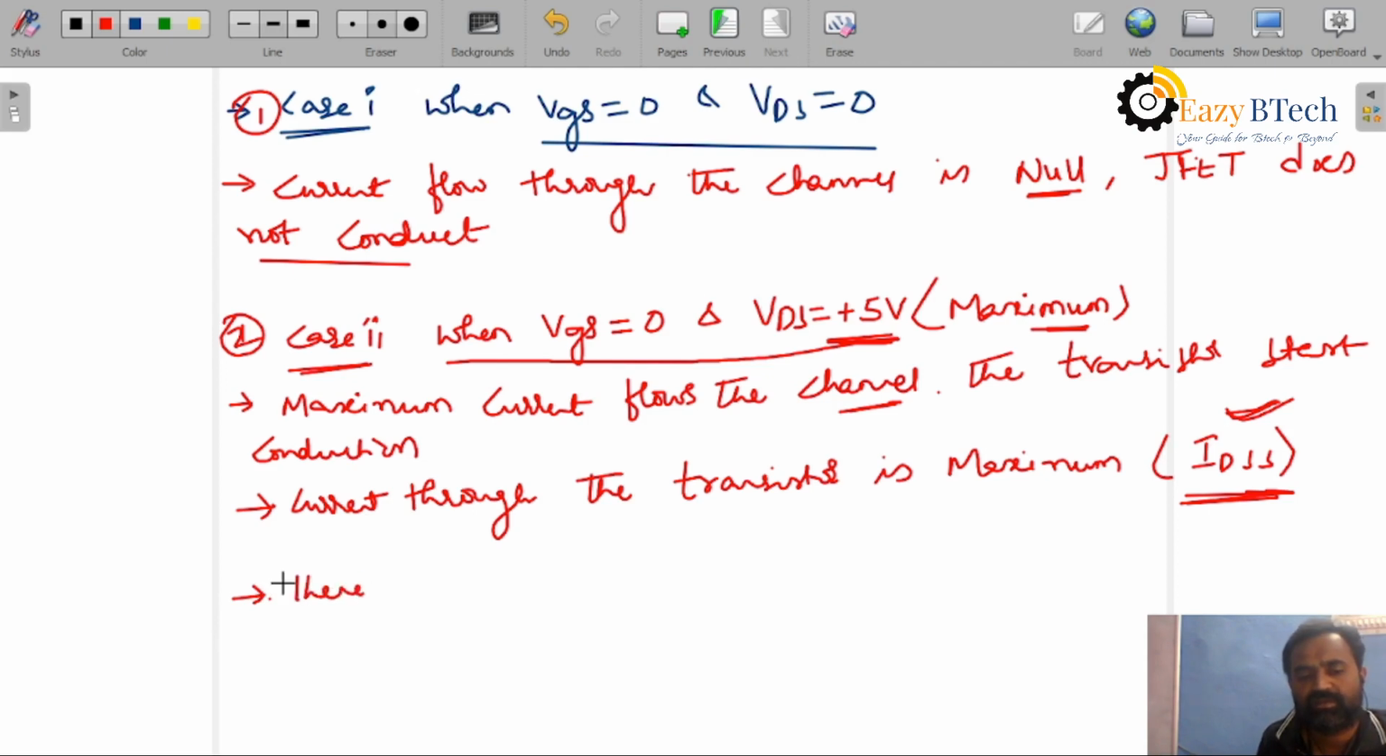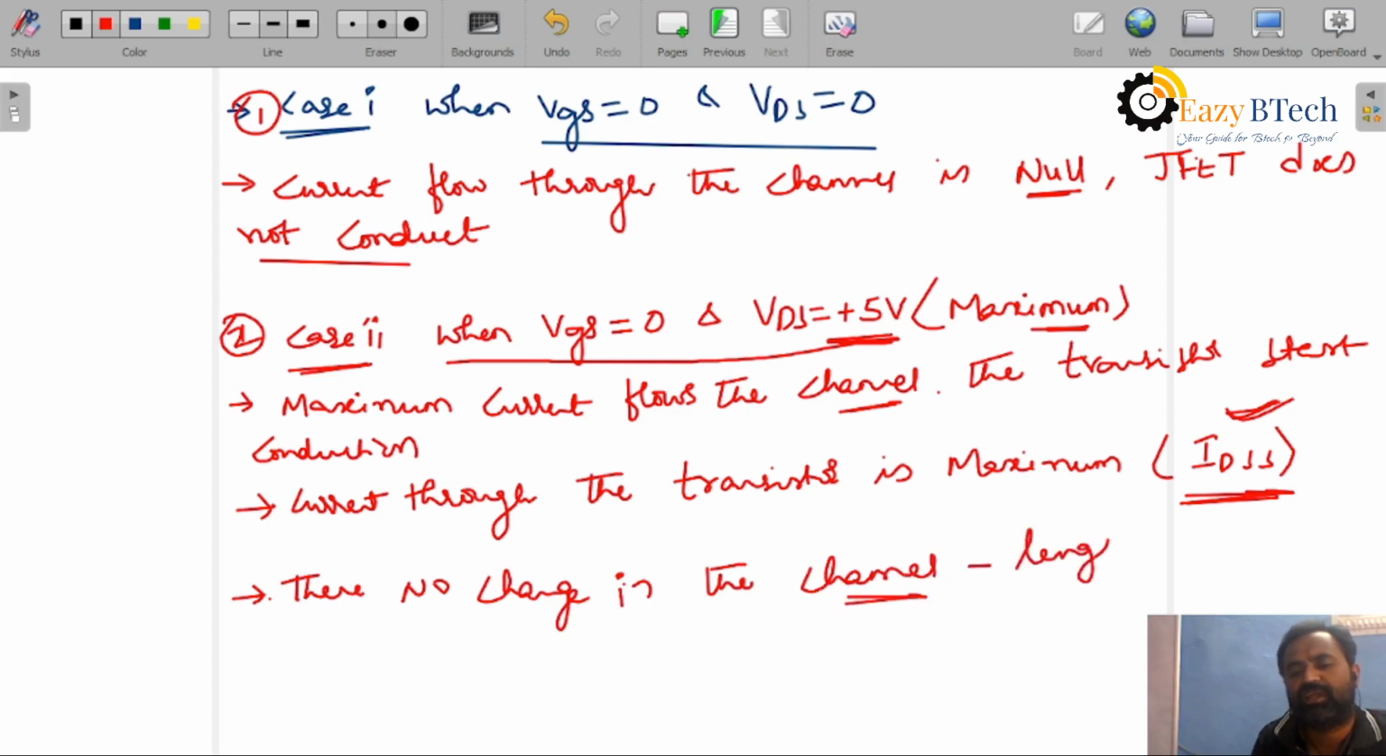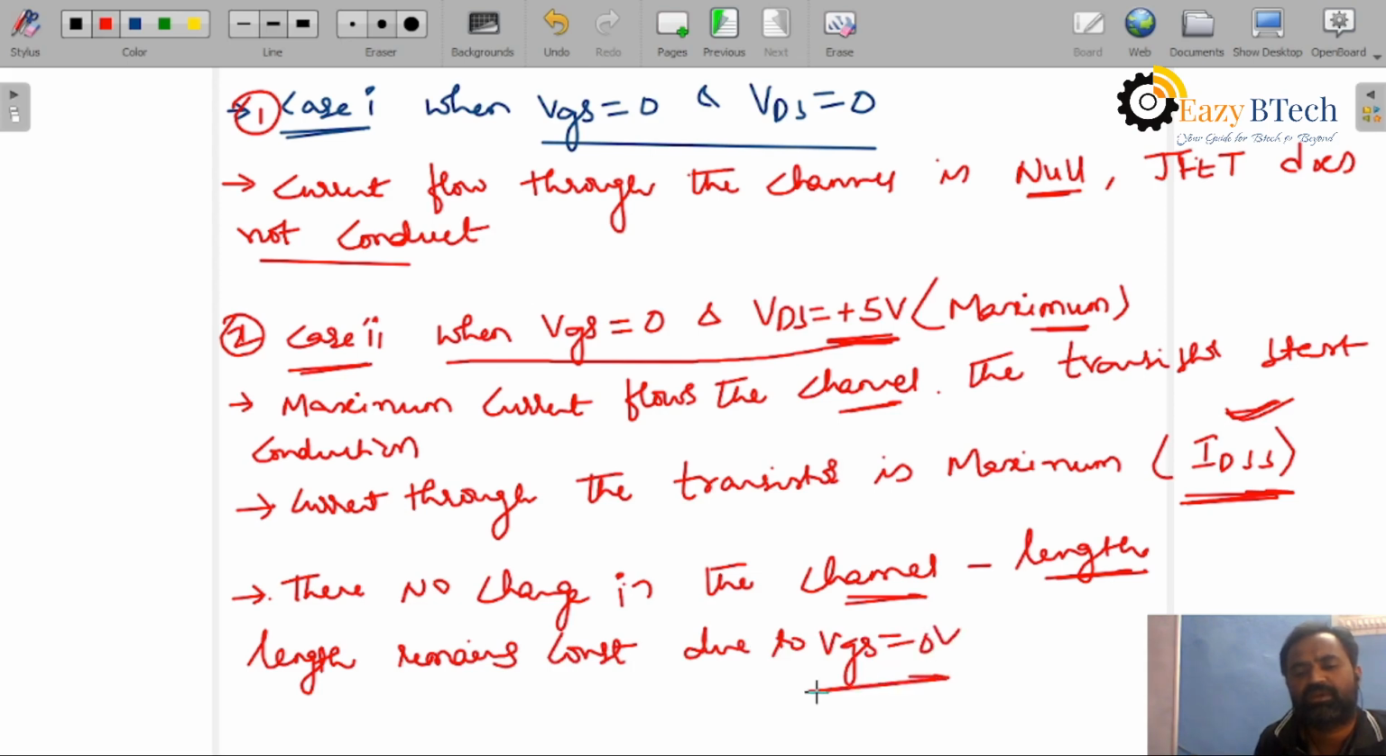There is no change in the channel length. The length remains constant due to VGS being 0 volts. There is no change in the length, so the current through the transistor is maximum.